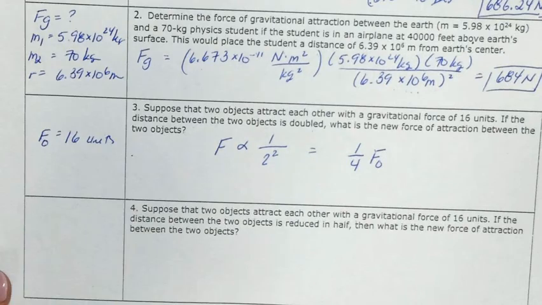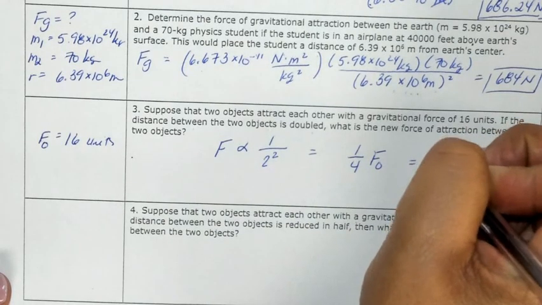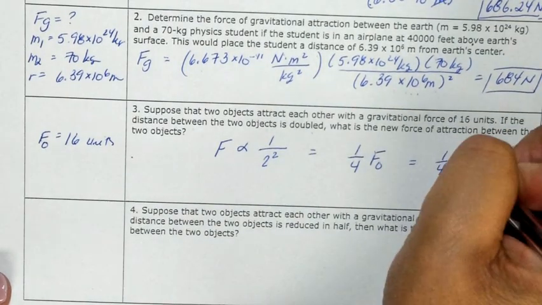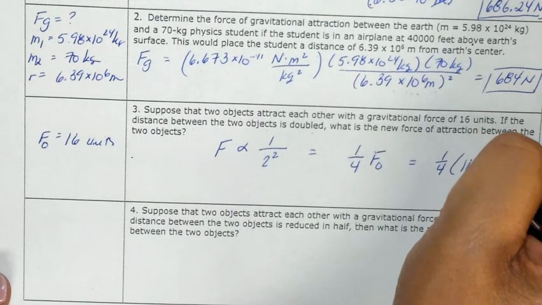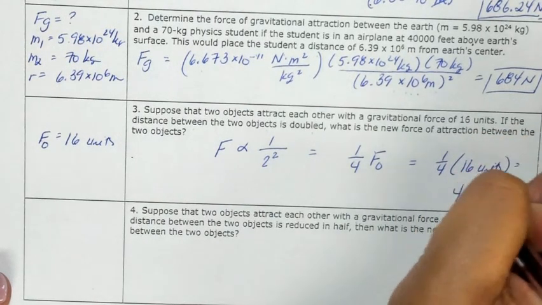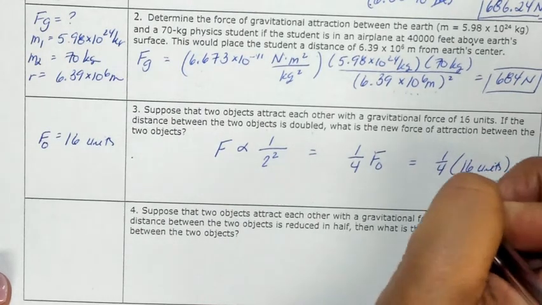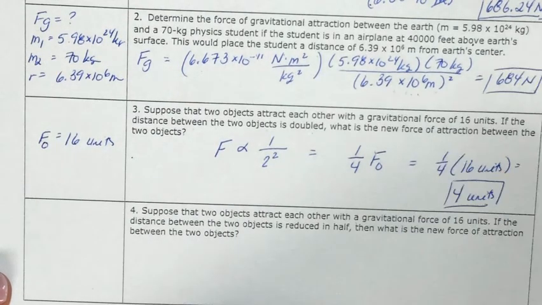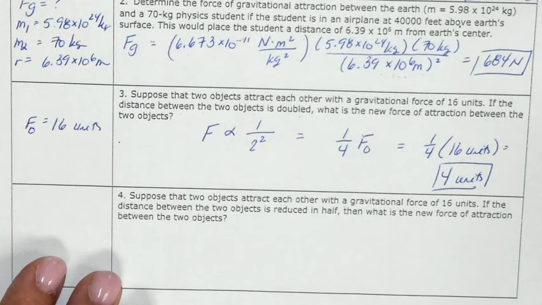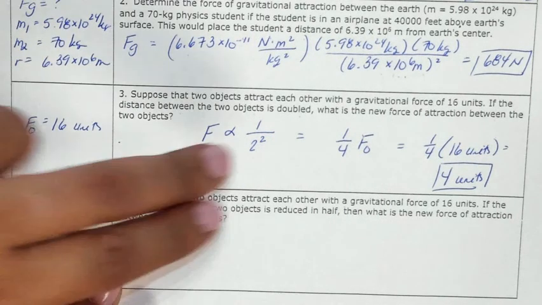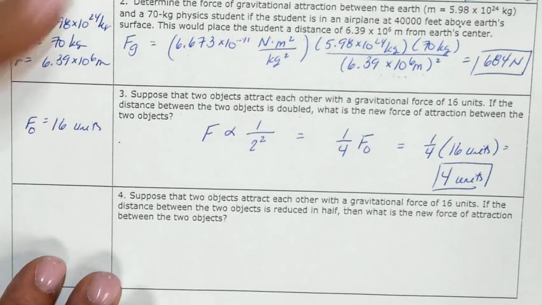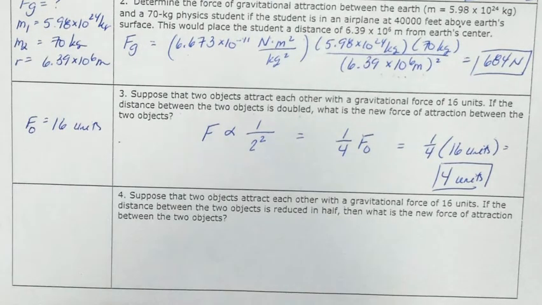Plug in your numbers. We need an actual answer here. 1/4 of 16 units is 4 units. Yes. And that's it. So you are still doing it the way that we did it up top with the proportions, but then once you get what should happen to it, plug in the original number and get a final answer. Okay, so go ahead and do number 4.